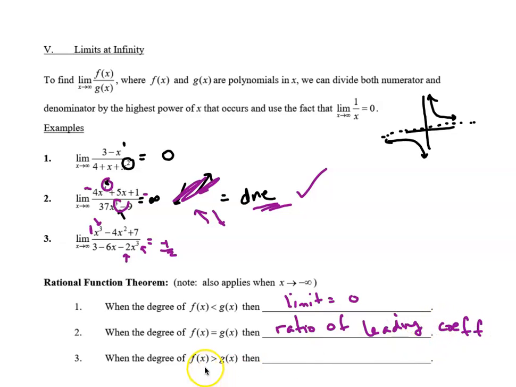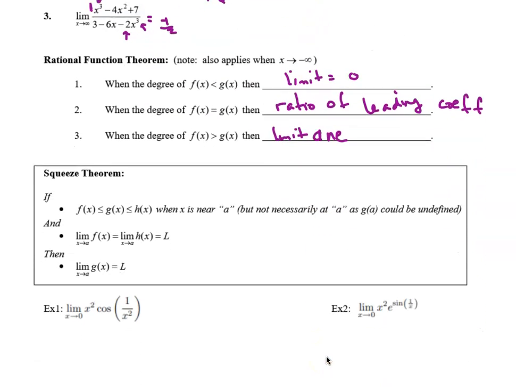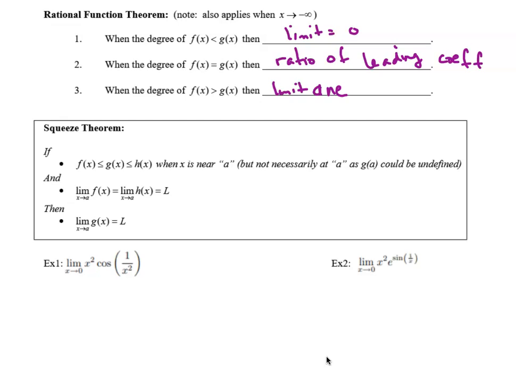And then if the degree is larger in the numerator, then the limit does not exist. And then we have just one last topic here on this page, which is called the squeeze theorem. The squeeze theorem basically states that if you have a function g and you're trying to find the limit of the function g and you don't know how to do it, you can't use algebra, you're kind of stuck.